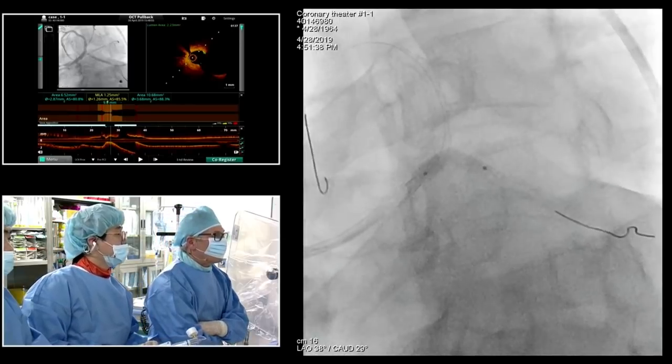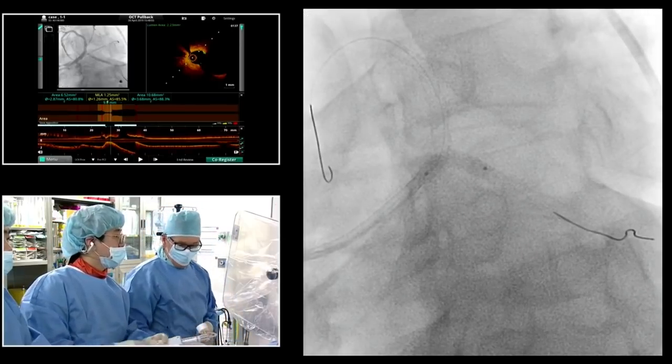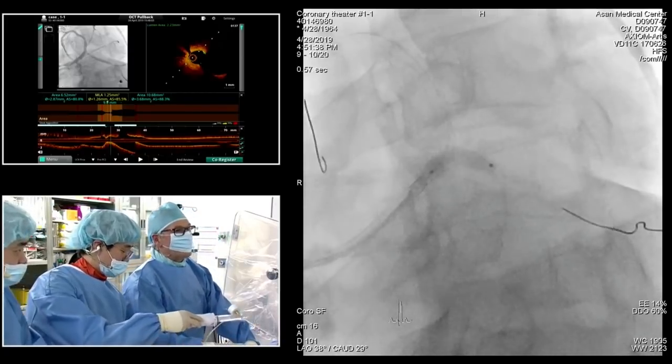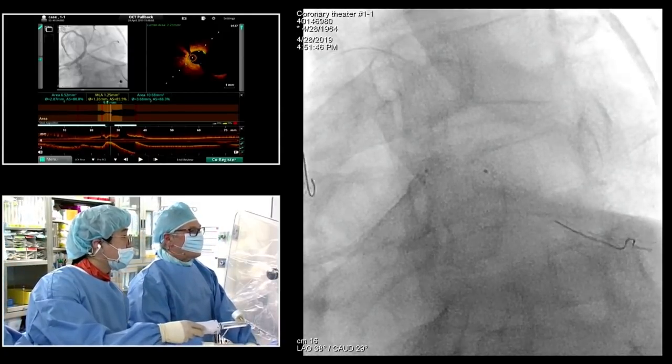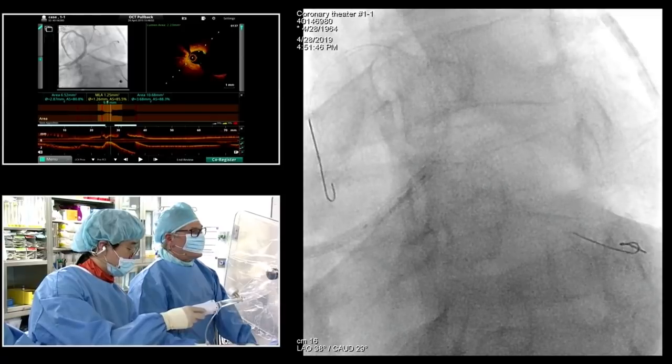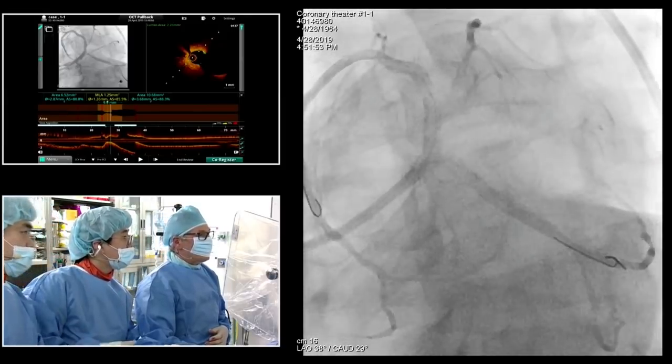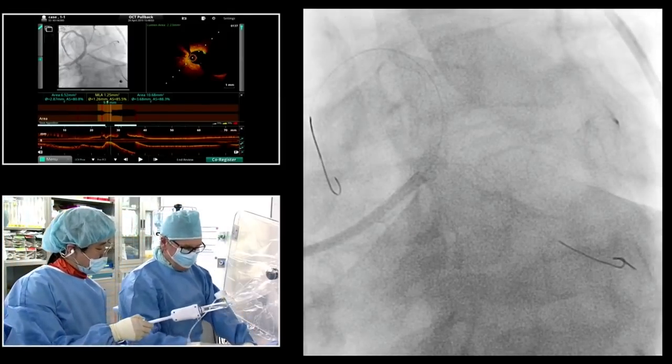There are 2 points I'd like to make. Point one is that my colleague Dr. Jung-Min presented his pilot study yesterday during TCTAP, reporting a very short-term result combining the use of scoring or non-compliant balloon with DCB for de novo lesions.